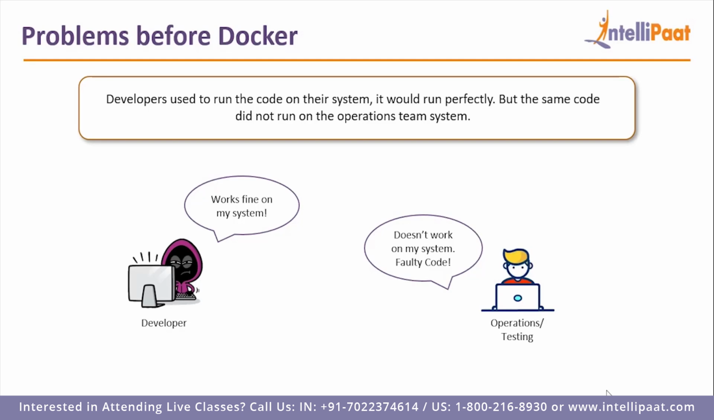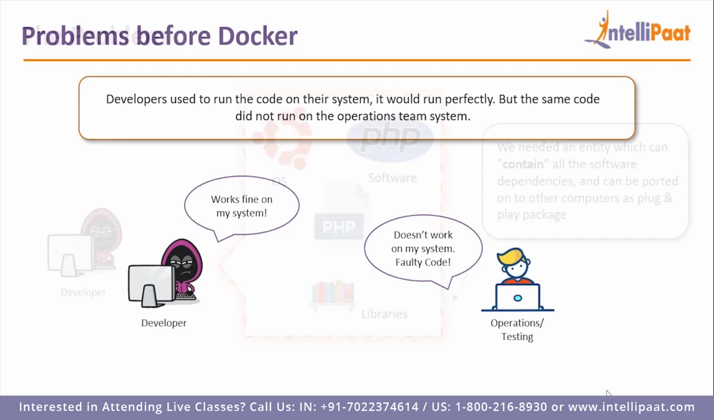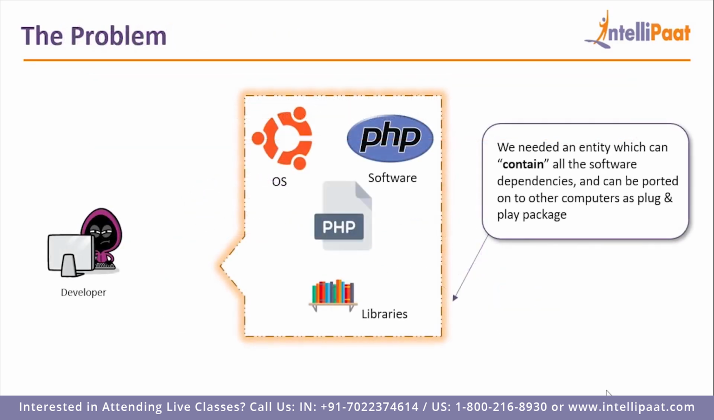Now, this was the problem that was there before Docker. So what did we need? We basically needed a wrapper. Like in the case of what we just discussed, the wrapper was a VM wherein it basically contained all the operating system files, all the software, all the code, and all the libraries together, and could be basically lifted and shifted to a different system where it would execute, right?